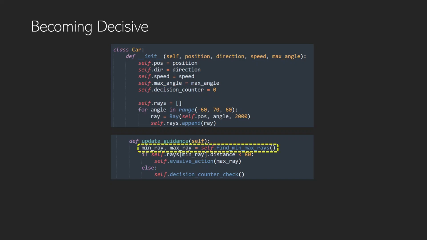And you can see here that we have a few functions in our update guidance where there's just this simple self-find min-max rays. It returns the minimum distance ray and the maximum distance ray. We use the minimum distance ray to see if we're too close to an object, and if we're too close to an object, then we override any guidance with an evasive action. Otherwise, we just do a decision counter check. So basically, when we're not going to collide with something, we drive wherever we like at a steady pace.